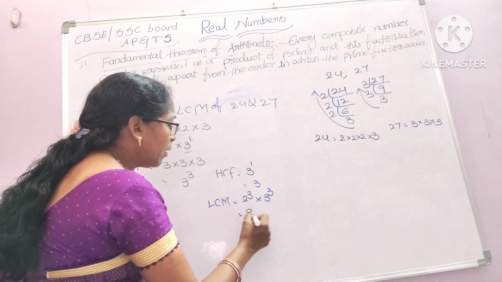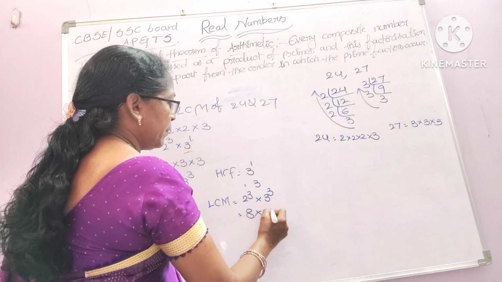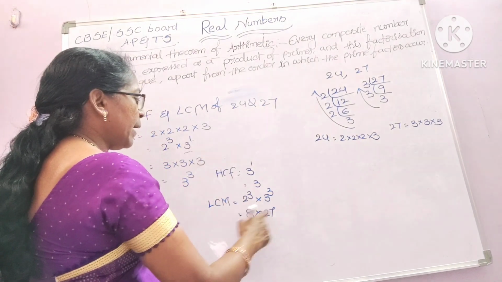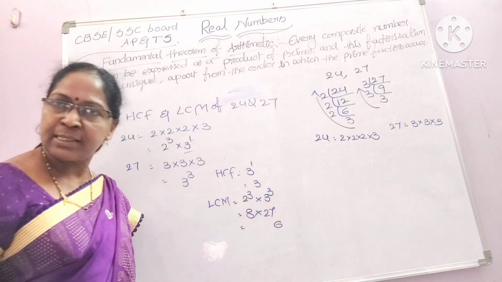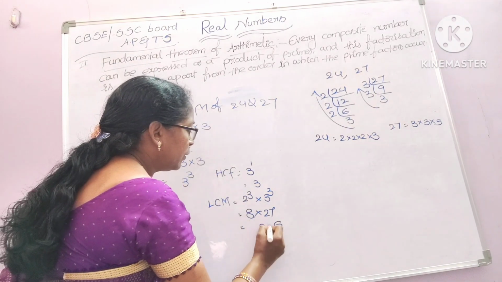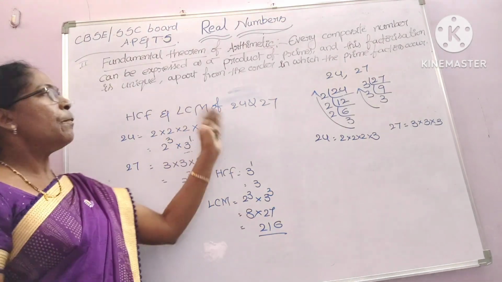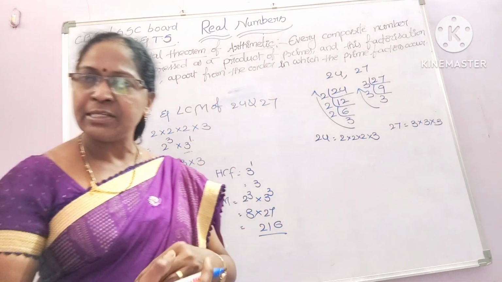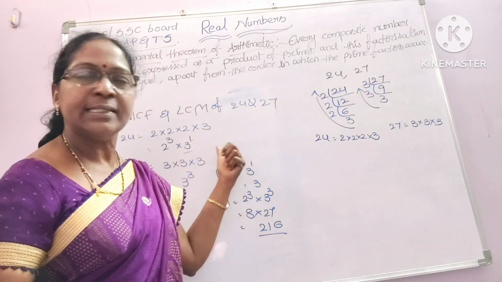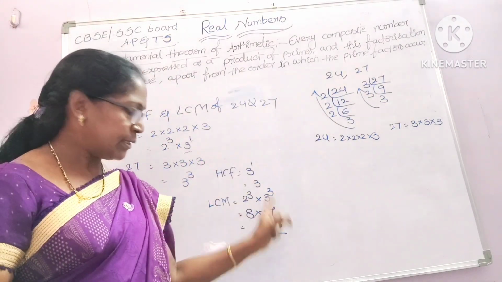Where 2 cube equals how much? 8. And 3 cube equals how much? 27. Now multiply: 8 times 7 is 56, 5 keep in mind. 8 times 2 is 16, 16 plus 5 is 21. So 216 is the answer. So by using the prime factorization method, you can find out the LCM and HCF of the given numbers. This is the answer.